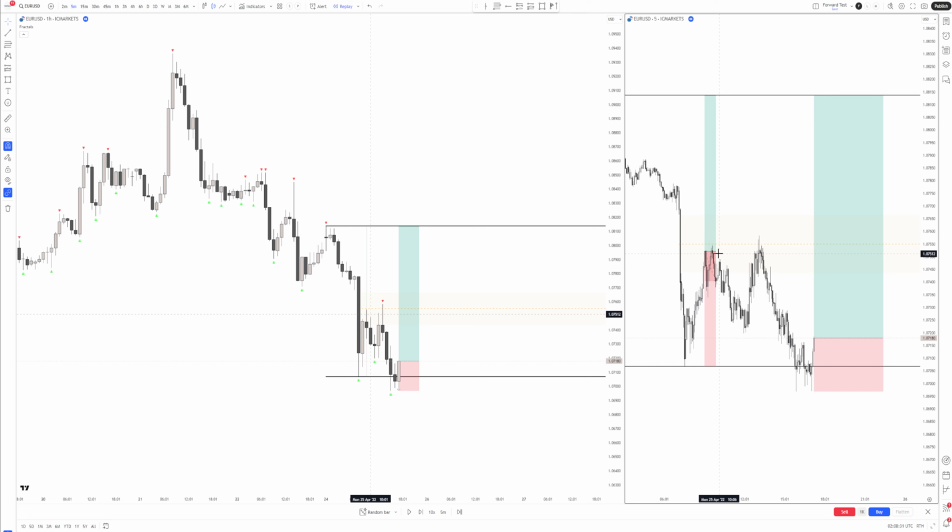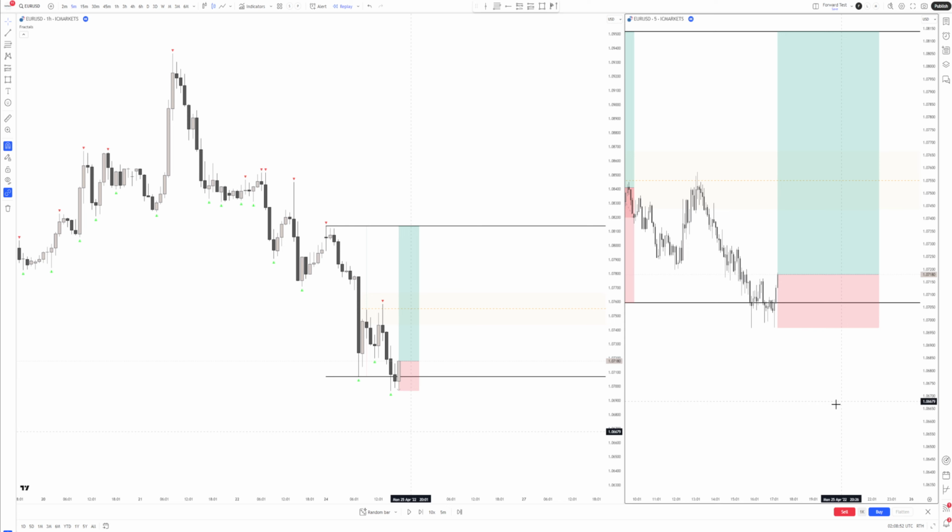You could argue that price had injected itself to this fair value gap. So part of the strategy that could be tweaked is if you do see a fair value gap here, wait for it to invert and then take the trade and ignore anything here. That could be a tip moving forward.